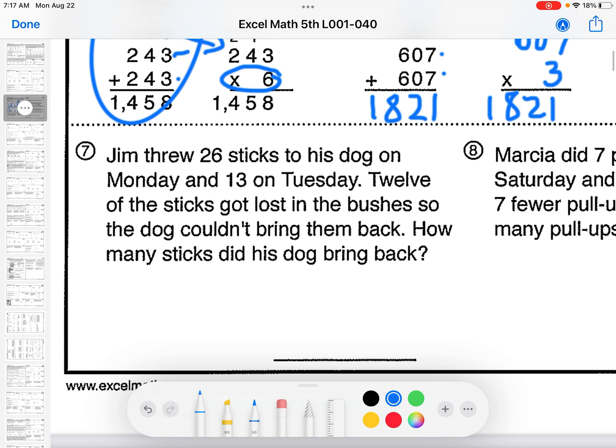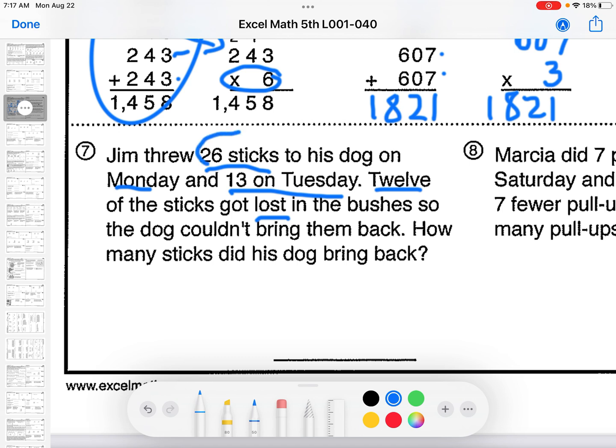Okay, let's go to number 7. Jim threw 26, we'll do this one together, okay? See if you can kind of stay with me. Jim threw 26 sticks to his dog on Monday and 13 on Tuesday. So we got 26 Monday, 13 Tuesday. 12 of the sticks got lost in the bushes, so the dog couldn't bring them back. So 12 got lost. How many sticks did his dog bring back?